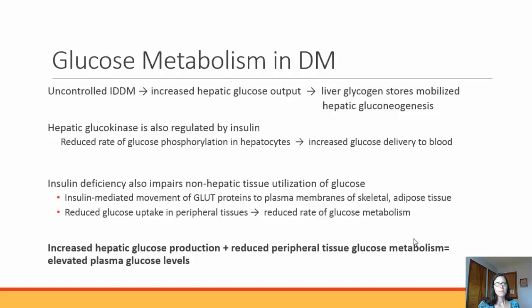Okay. Insulin deficiency also impairs other tissues utilizing glucose. So we know that insulin stimulates glucose uptake in the skeletal muscle and adipose tissue.